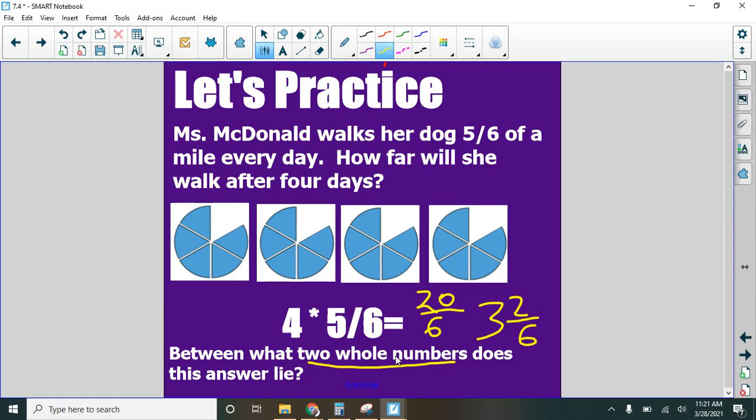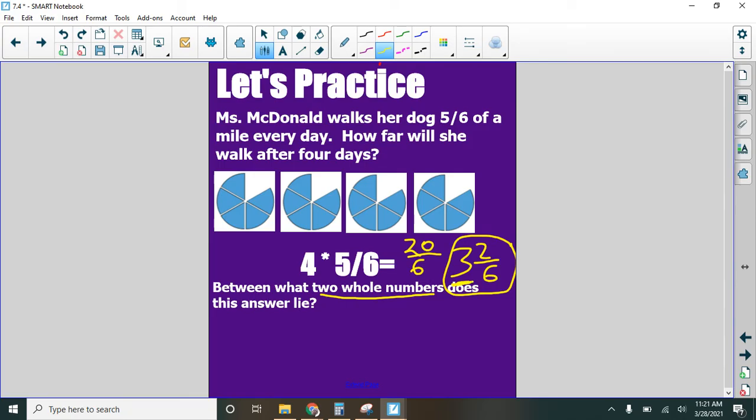All right, between what 2 whole numbers? This is our answer. Between what 2 whole numbers is this? It's between 3 and 4, right? Always pick this first number, 3 and 4. It's right in the middle of those.